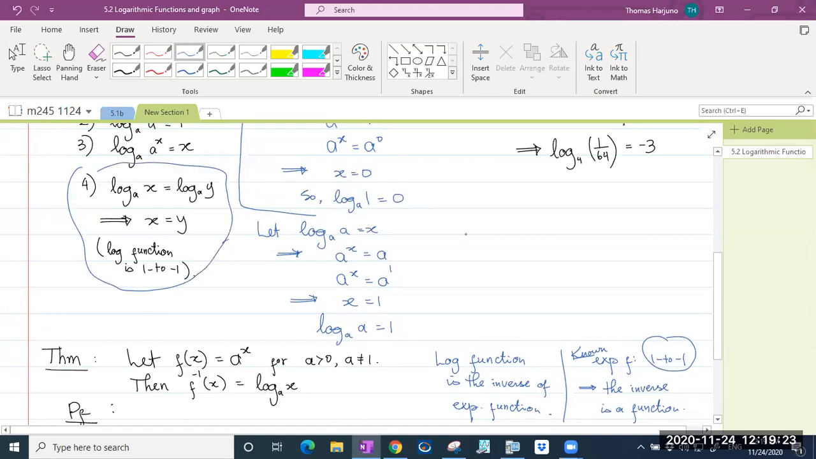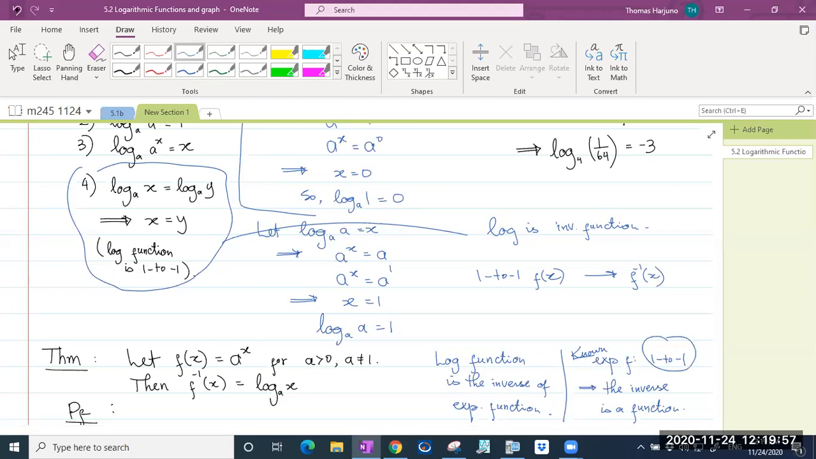Why is the log function one to one? Because log is an inverse function, and because it is an inverse function, log itself must be one to one. You start from a one to one function to find the inverse, right? Now the inverse must be one to one also.